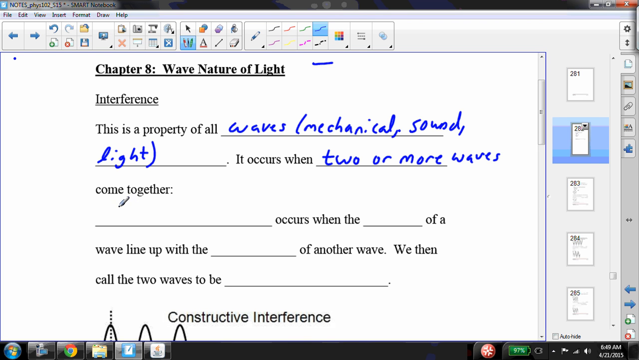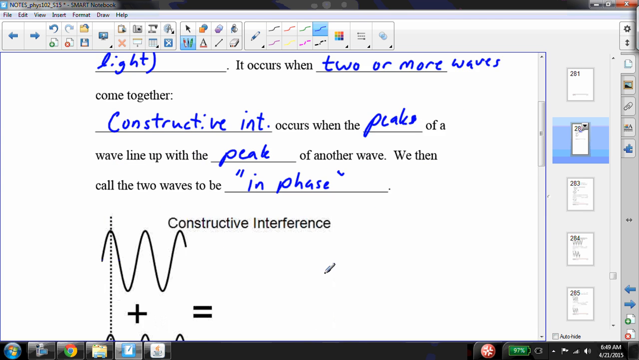Now we have two types of interference. We have constructive interference. Constructive interference occurs when the peak of a wave lines up with the peak of another wave. We then call the waves to be in phase. They are completely in phase. This is an example of constructive interference.